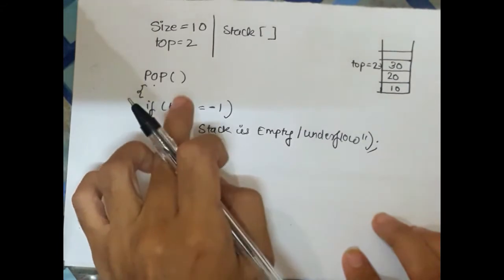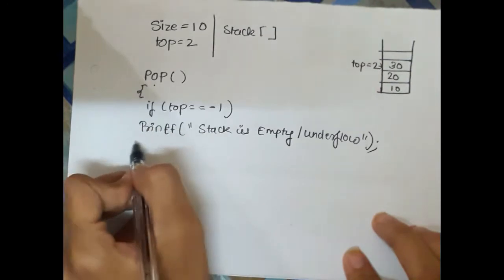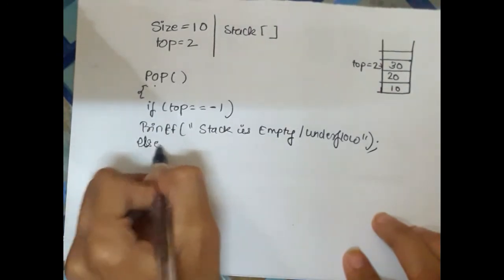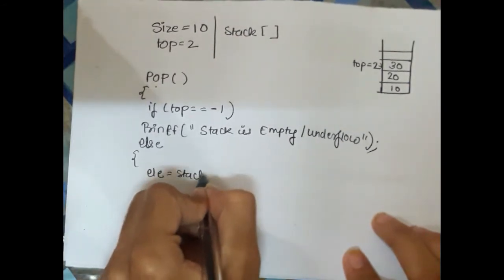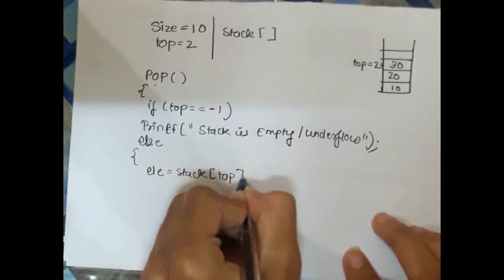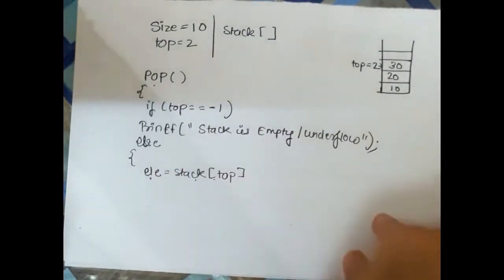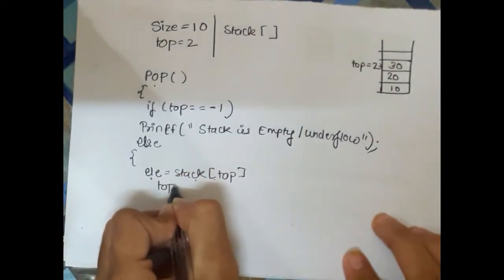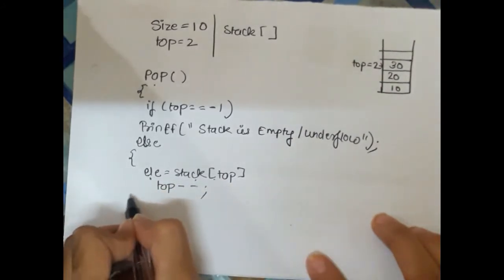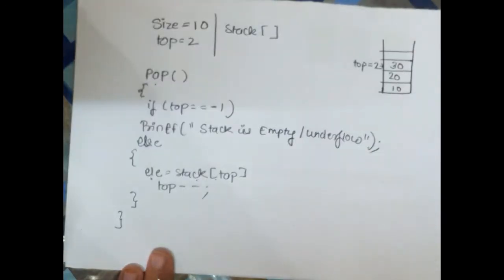So if this condition is true, then the stack is empty, and the pop operation cannot be performed. But if this condition is false, then else: element equal to stack of top. The element at the top position of the stack, we have to remove that. So element equal to stack of top, and then top minus minus, decrement the top. So this is a simple pop operation. Okay. Now let us understand this with the help of this example.